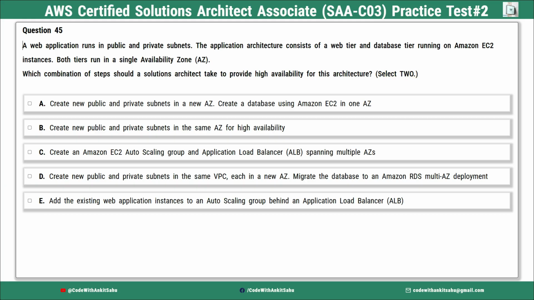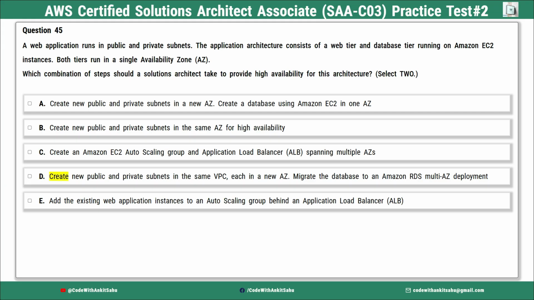Select 2. Option A. Create new public and private subnets in a new AZ. Create a database using Amazon EC2 in one AZ. Option B. Create new public and private subnets in the same AZ for high availability. Option C. Create an Amazon EC2 auto-scaling group and application load balancer, ALB, spanning multiple AZs.